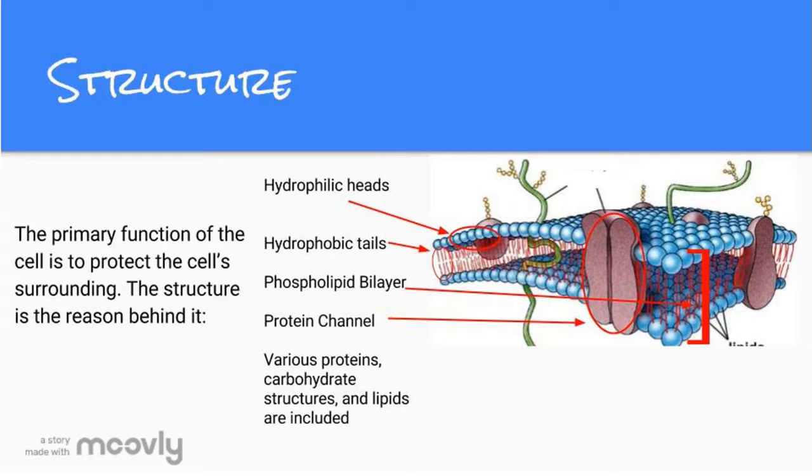Phospholipids make up the basic structure of a cell membrane and consist of alcohol and fatty acids. There are two main components of a phospholipid, its head and its tail. The diagram in front of you is a fluid mosaic model of the membrane and is held up by the phospholipid bilayer.